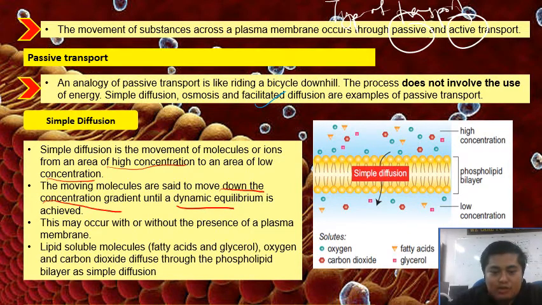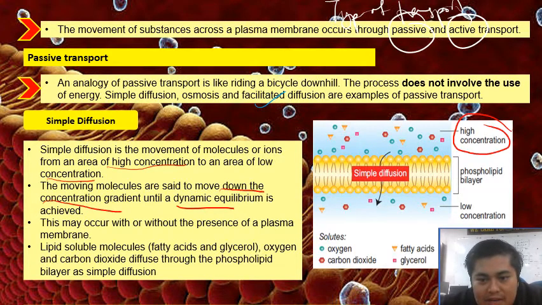So lipid soluble molecules such as fatty acid and glycerol, oxygen and carbon dioxide diffuse through the phospholipid bilayer by simple diffusion. So kiranya dekat sini dia tak perlukan bantuan siapa-siapa untuk lepas. Apa yang dimaksudkan dengan high concentration and low concentration? So kalau korang perasan kat sini, dekat bahagian atas dia akan ada lebih banyak molekul berbanding bahagian bawah ni, low concentration. So apa yang akan berlaku? Bahan-bahan ni akan cross masuk ke dalam bahagian bawah.